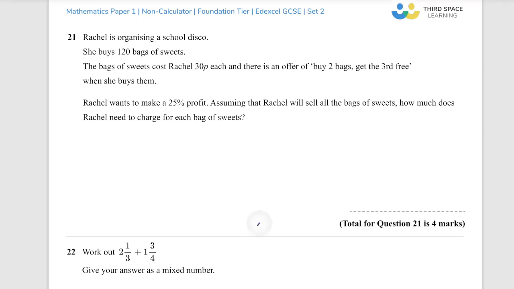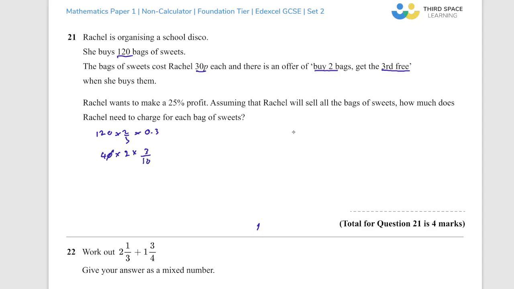So she's going to buy 120 bags, and they're going to cost her 30 pence each, but when she buys 2 bags, she gets the third free. So in effect, she's only going to buy 2/3 of those bags. So I need to do 120 times by 2/3, and then I'll need to times my answer by 0.3. But we'll do that straight away. So I'm going to do 120 divided by 3 is going to give me 40. So the sum I'm really going to want to do is 40 times by, I've just cancelled the 3 there, times by 2 times by 3 over 10.